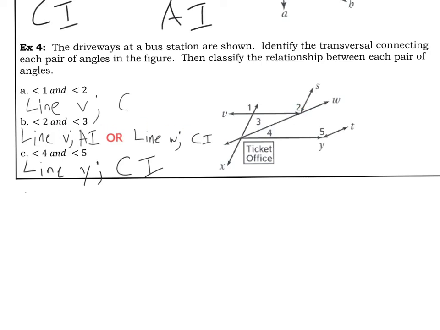And then the last example is 4 and 5. I used line Y. I said line Y was the transversal because here it is. Line T would be the wall or the side of angle 5, and then line W would be the wall or the side of angle 4. So you can clearly see they're both interior angles because of that, and they're both on the same side of that transversal, making them consecutive interior angles.